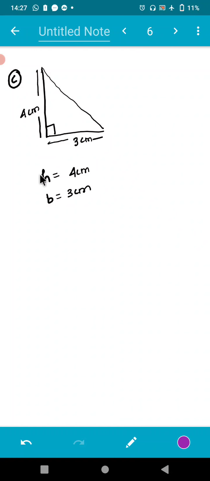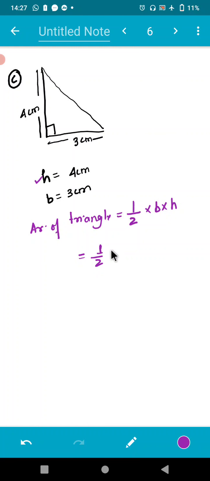So I have written height. I have considered height as 4 centimeter and base as 3 centimeter. So area of triangle is equals to half into base into height. So that would be equals to half into 3 into 4. Let's reduce this. 2 ones are 2, 2 twos are 4. This would be centimeter square. So 6 centimeter square is the required answer.